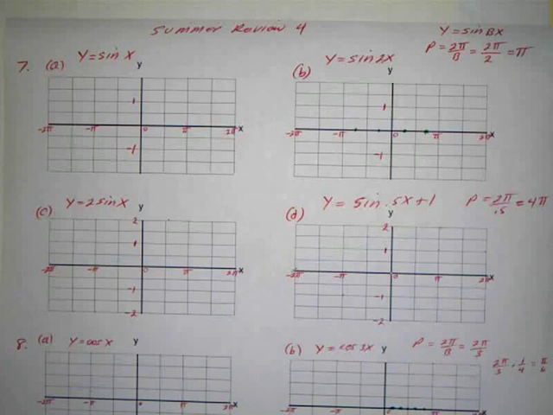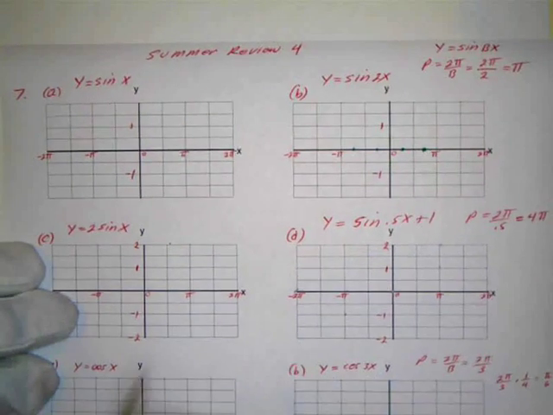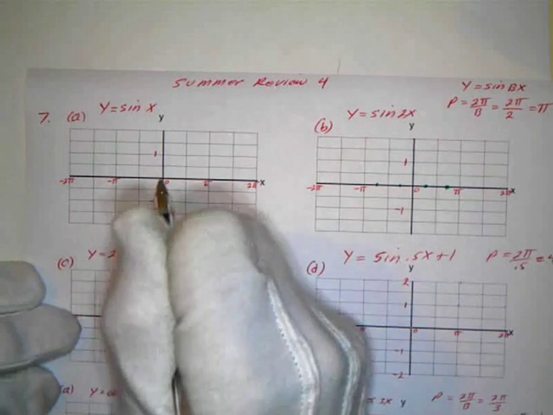Okay, we'll look at some trig functions here. Number 7, sine of x. Not too hard to do this one. We just put some values in. We can just go off your unit circle if you need to, but remember the sine of 0 is 0.